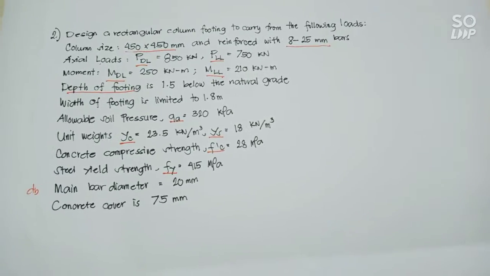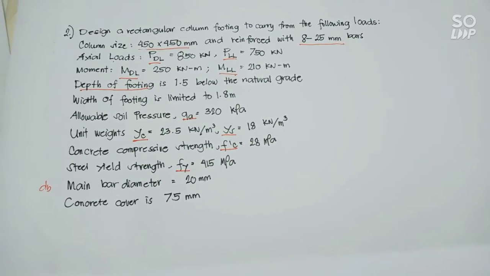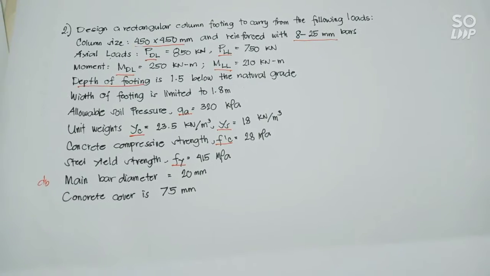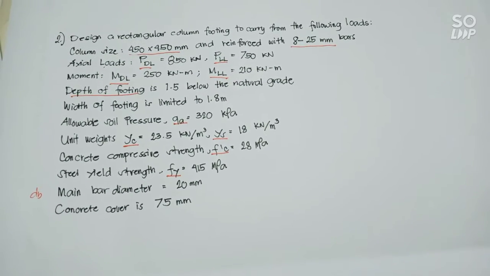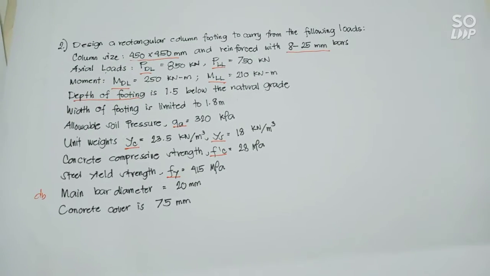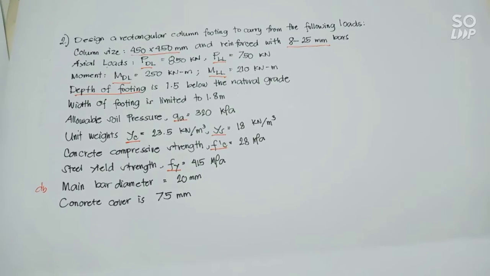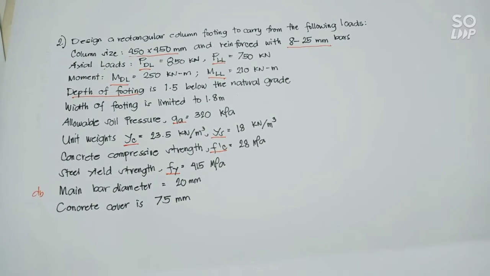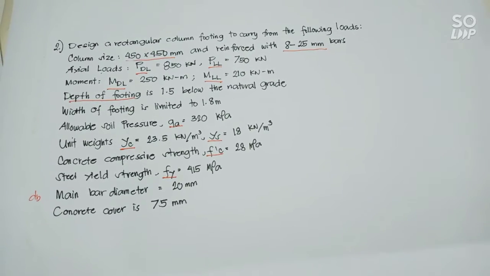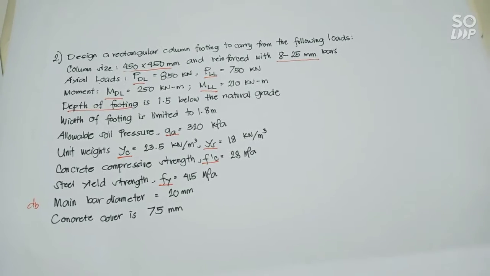Part 2, number 2 states: design a rectangular column footing to carry the following loads. The column size is 450 times 450 millimeter and the reinforced bar is 8 pieces of 25 millimeter. The dead load is 850 kilonewton and the live load is 750 kilonewton. The moment MDL is equal to 250 kilonewton meter, MLL is equal to 210 kilonewton meter.